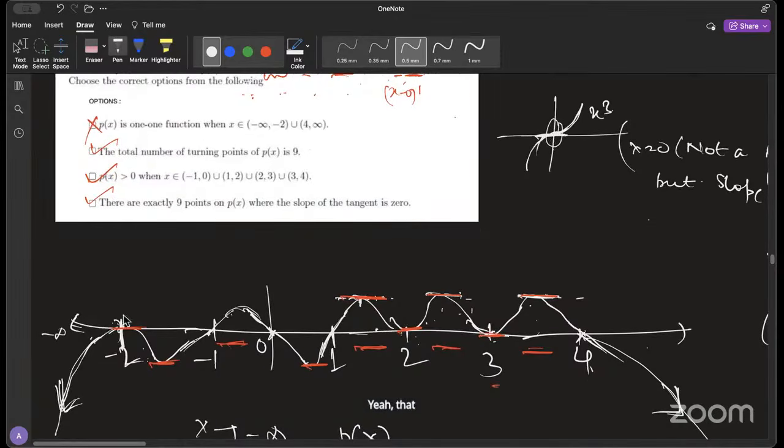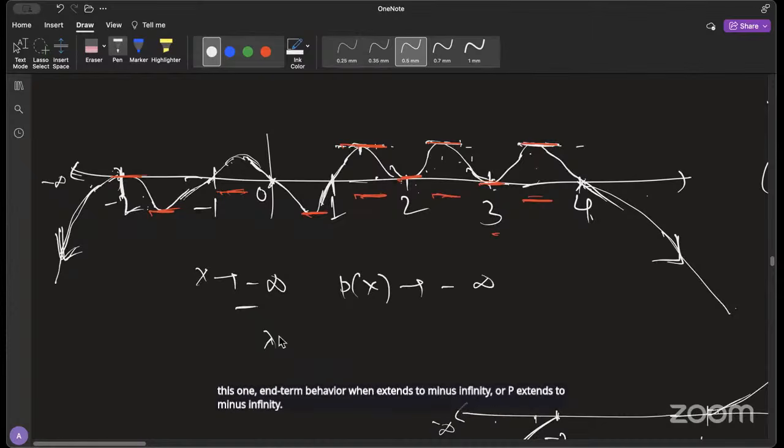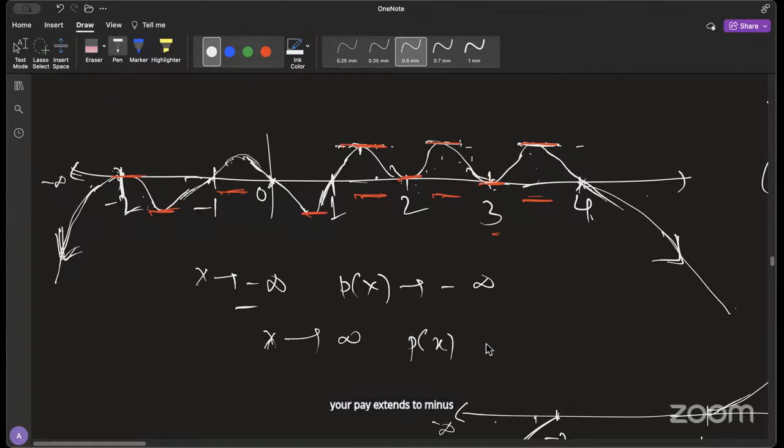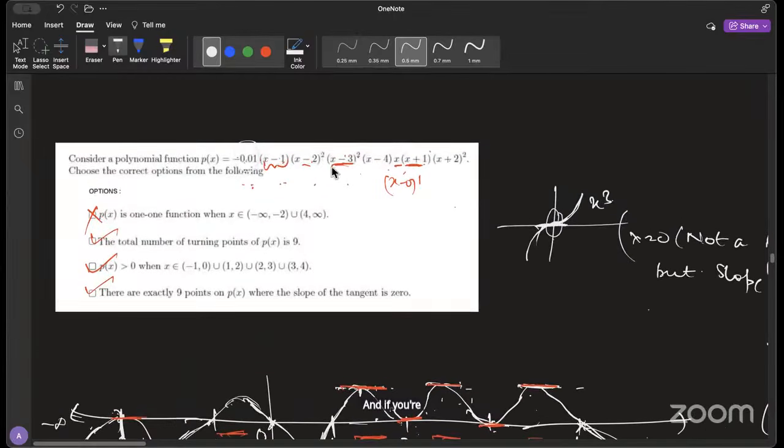Yeah, that's what we've done. We found the end behavior. When x tends to minus infinity, P(x) tends to minus infinity. And when x tends to plus infinity, P(x) tends to minus infinity. That's what we've done. Yeah, I know, but you have chosen a different method. You have put minus infinity, plus infinity. I have picked that way. I understood the point.